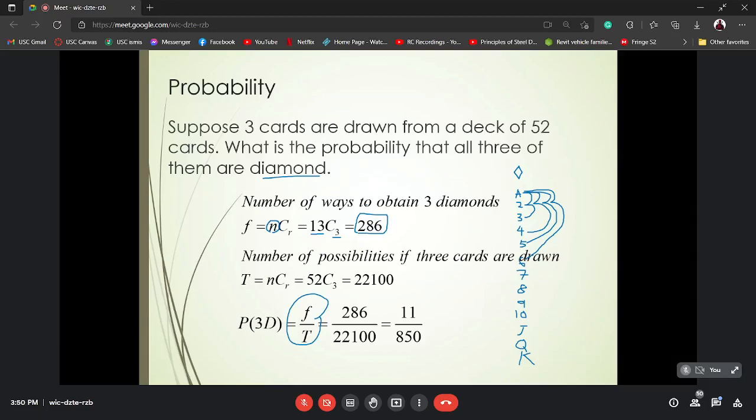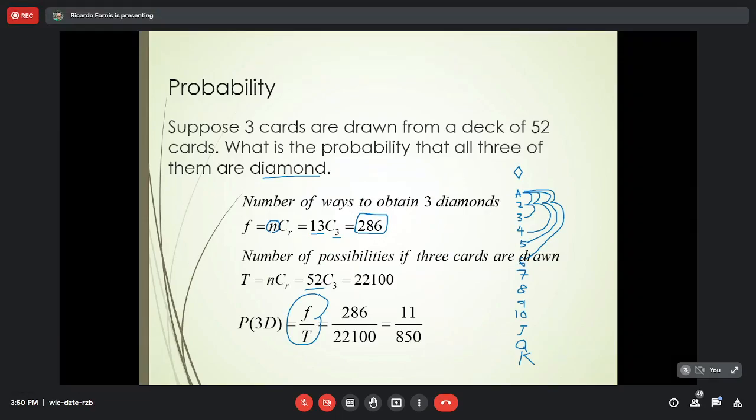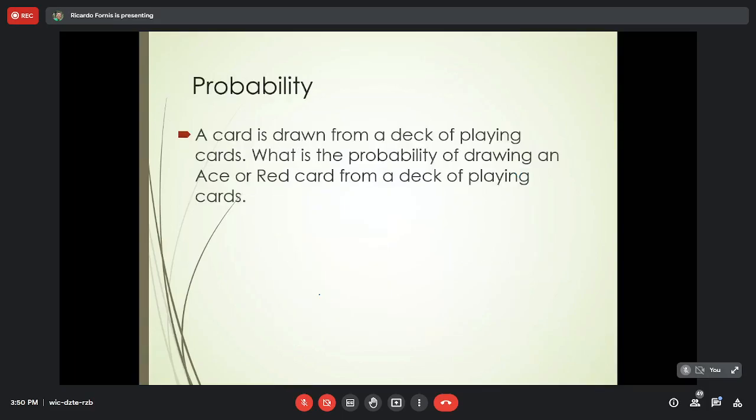And the number of possibilities, since there are 52 cards all in all, you just say 52 combined 3. And the result is 22,100. Simplifying it, the favorable outcome is 286. Total possible outcome is 22,100. So the result is 11 divided by 850. So that is the chance that you will get 3 diamond cards.